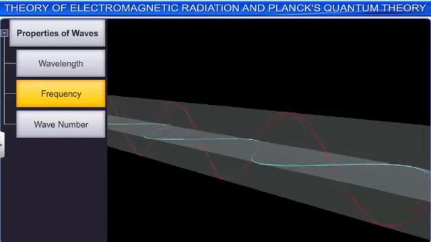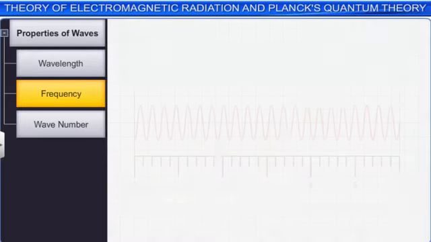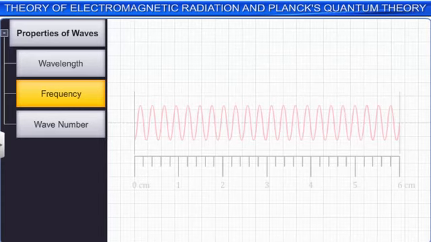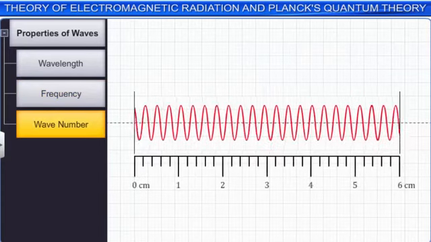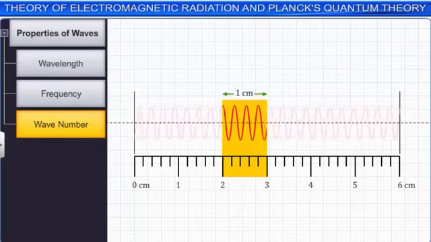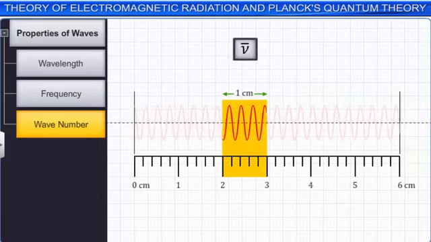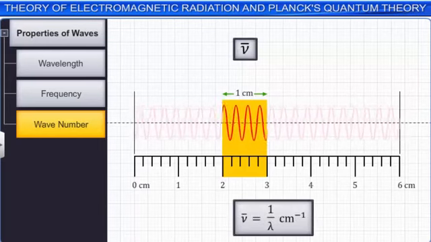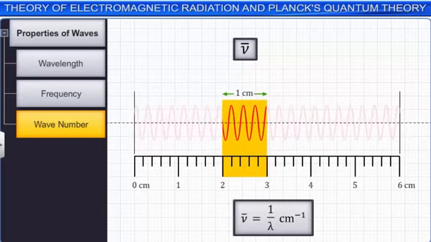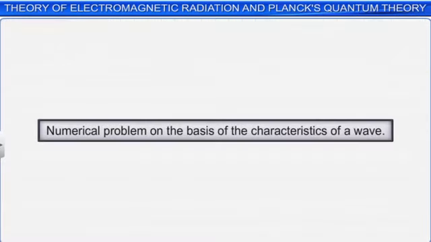The electromagnetic waves travel through empty space with the velocity of light. The last characteristic of a wave is the wave number, which is defined as the number of wavelengths per unit length. It is denoted by the symbol nu bar and given by the equation nu bar equals 1 by lambda per centimeter. Now, let us solve a numerical problem on the basis of the characteristics of a wave.